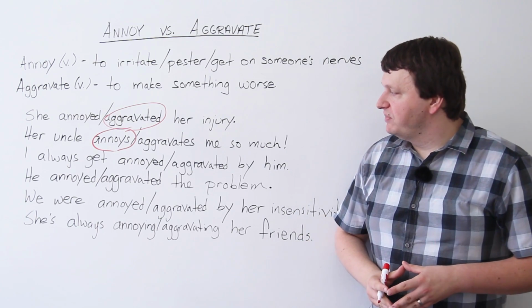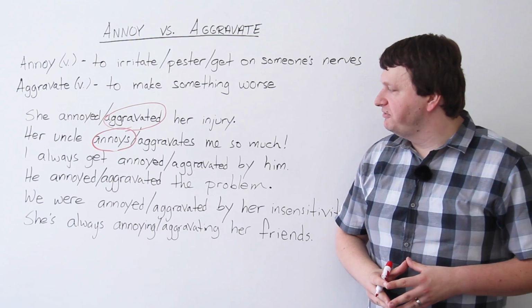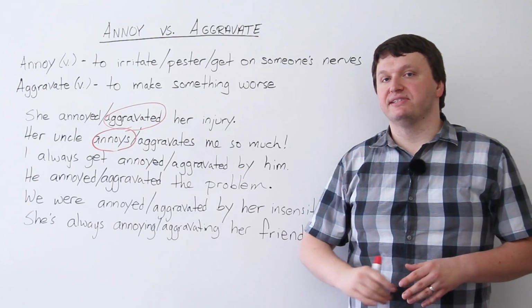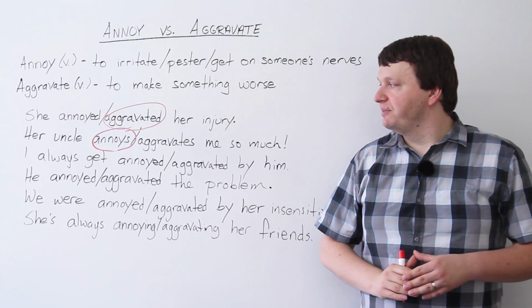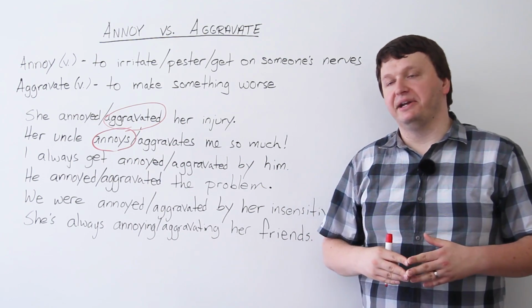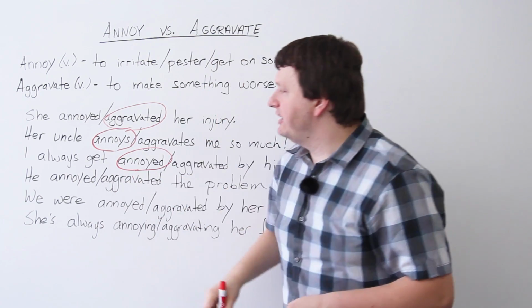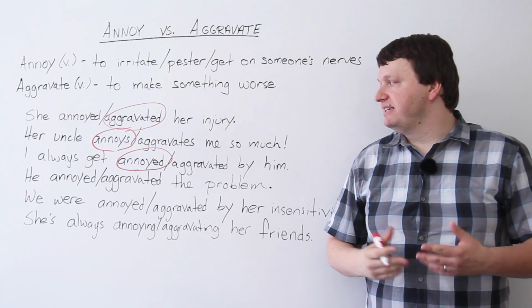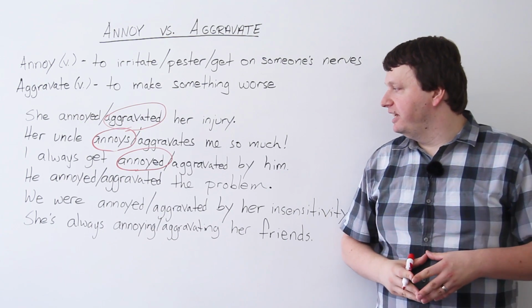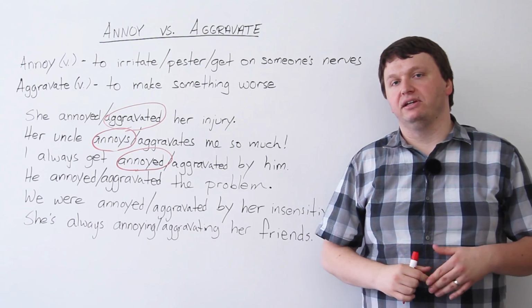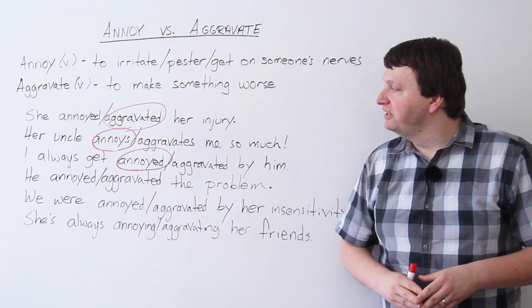Okay, let's continue. I always get annoyed or aggravated by him. So again, this is similar to the second sentence where you're talking about someone who is irritated by another person. Here we're seeing the adjective form, right? So I always get annoyed or get aggravated, become aggravated or annoyed by him. Really, we should be saying annoyed, which means irritated.